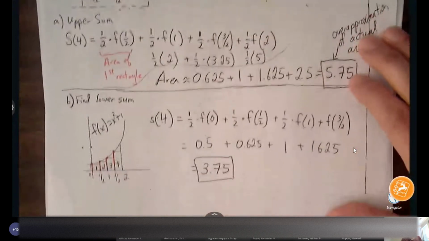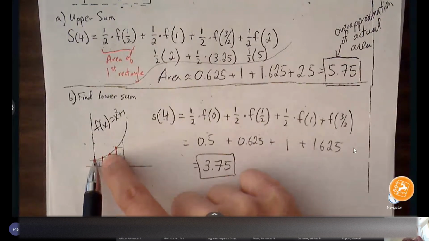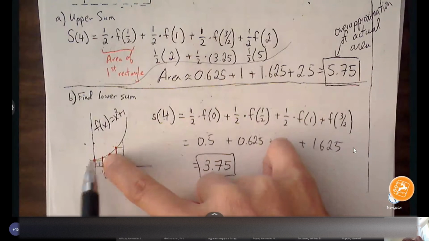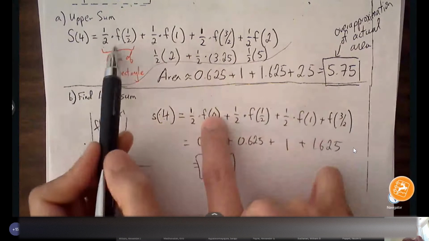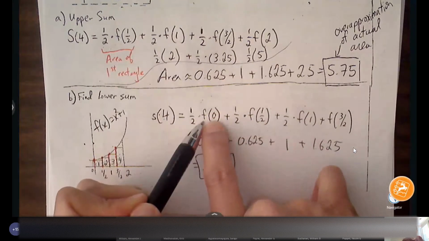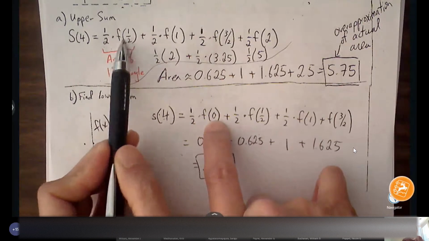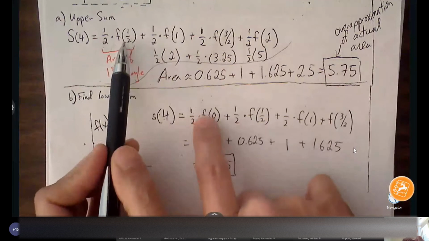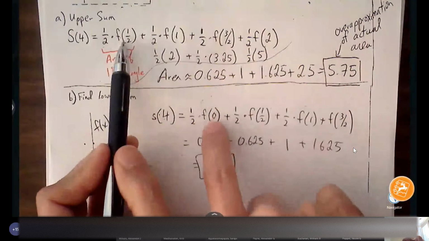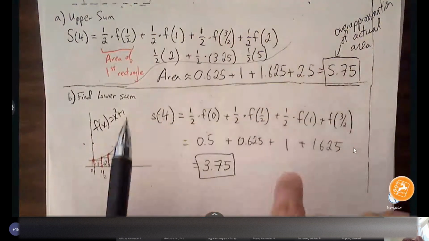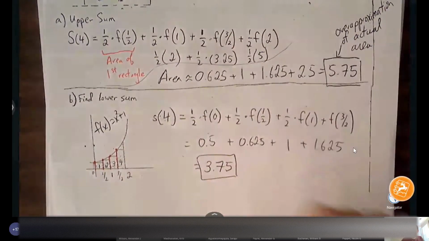We did a similar thing with lower sum, but instead of choosing the higher of the two y values, we chose the lower of the two y values. So between f of 0 and f of 1/2, we decided to choose f of 0. So f of 0 now represents the height of the first rectangle, which is lower than f of 1/2, the height of the first upper sum rectangle. A lot of these are repeated between upper sum and lower sum, but they are staggered. Each of these represents a different part of the rectangle. So that's why we end up with a lower sum here and the upper sum 5.75.